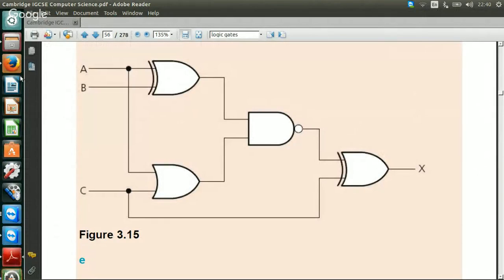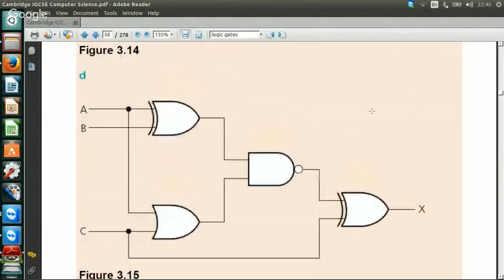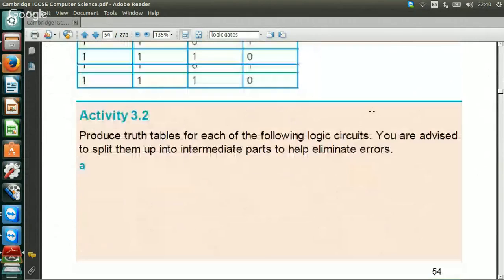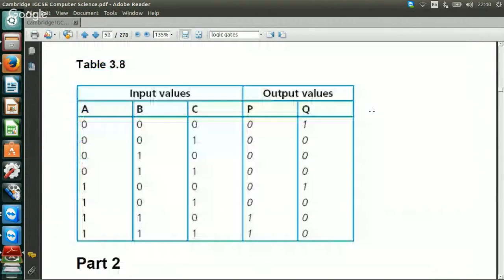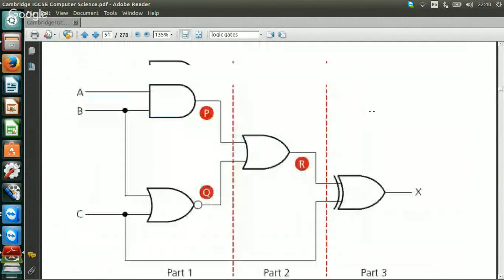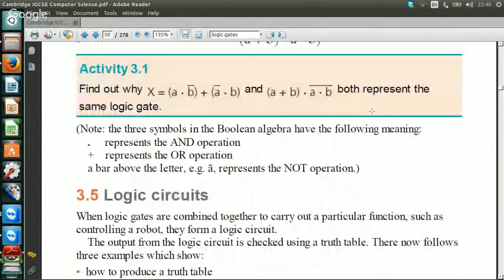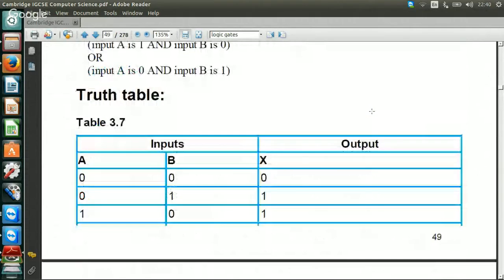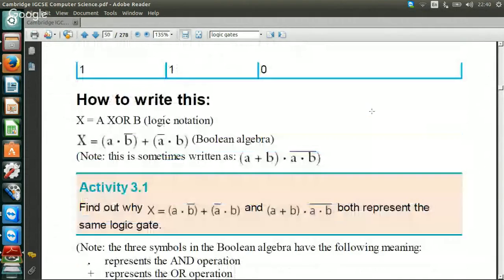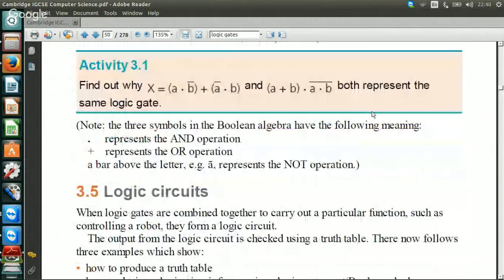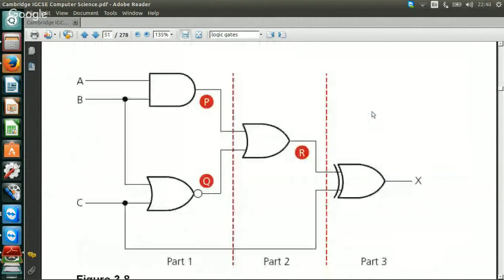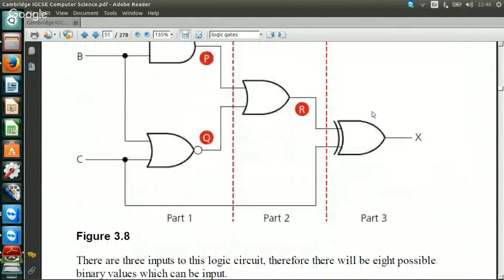Last class we did the symbols of the logic gates. We did how to write down the Boolean expression, what the truth tables are, and the number of inputs: 1, 2, 3. We have also done how to write down the equation, and then we have done the combination of the logic gates as well.